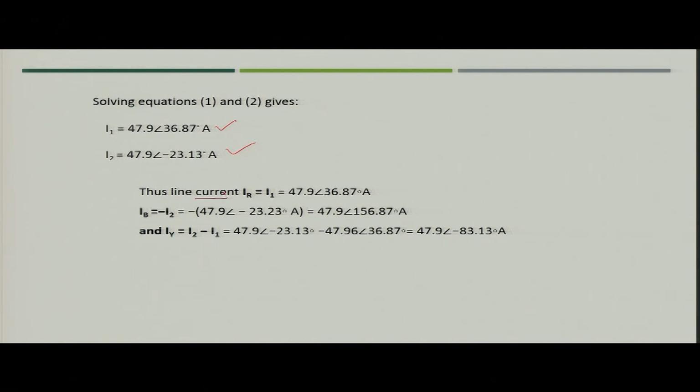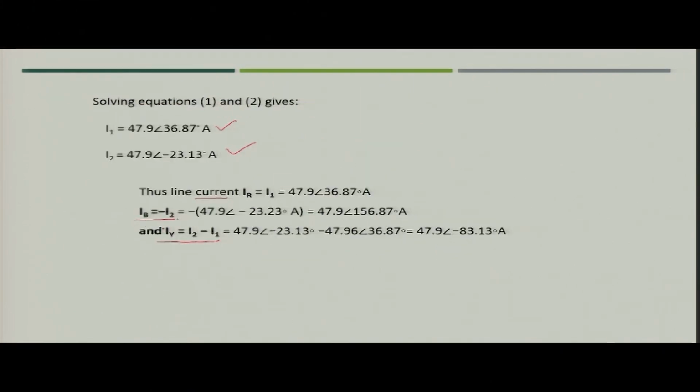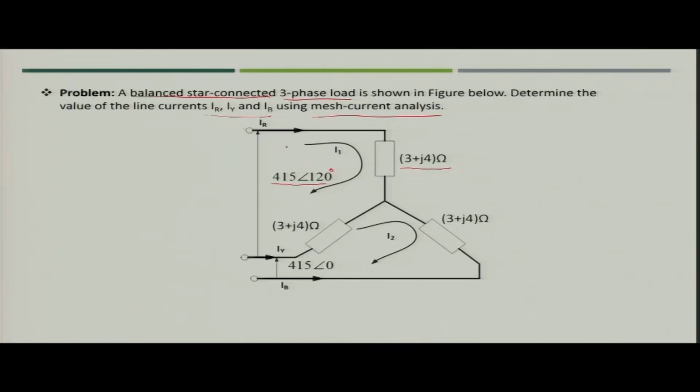Now, the line currents which you will see in this figure: IR is nothing but I1, IY is nothing but I2 minus I1, and IB is nothing but minus I2. You can verify this from the figure, because this current is in this direction. So, IR is nothing but I1. Here, if you see IY, this is I2 and this is I1. So, IY would be I2 minus I1, while IB would be simply minus I2, because the direction of IB is opposite to I2.